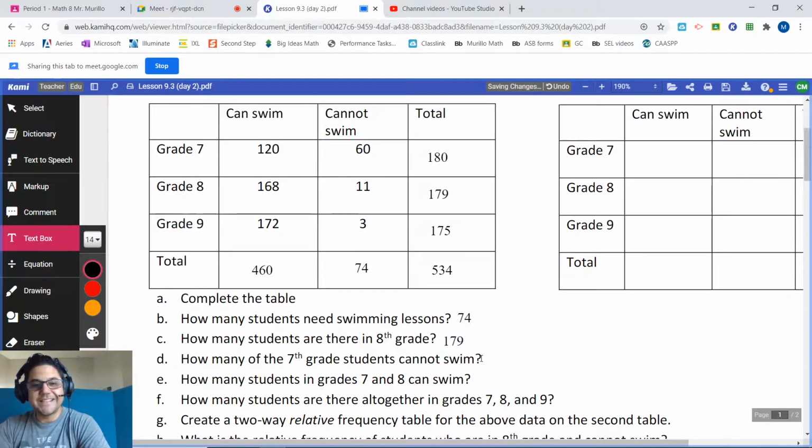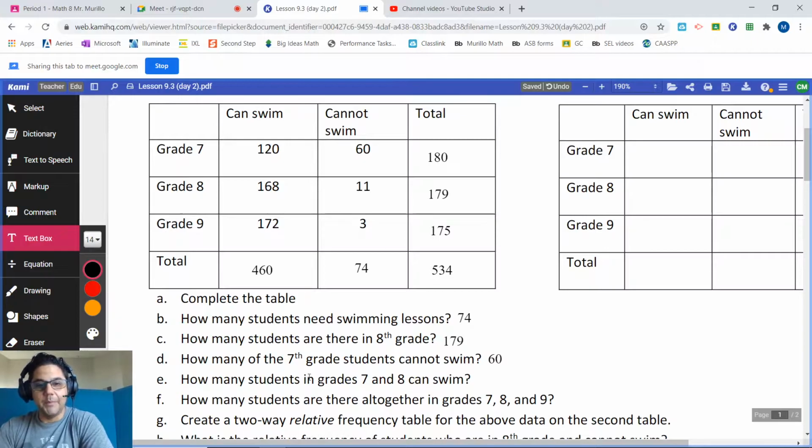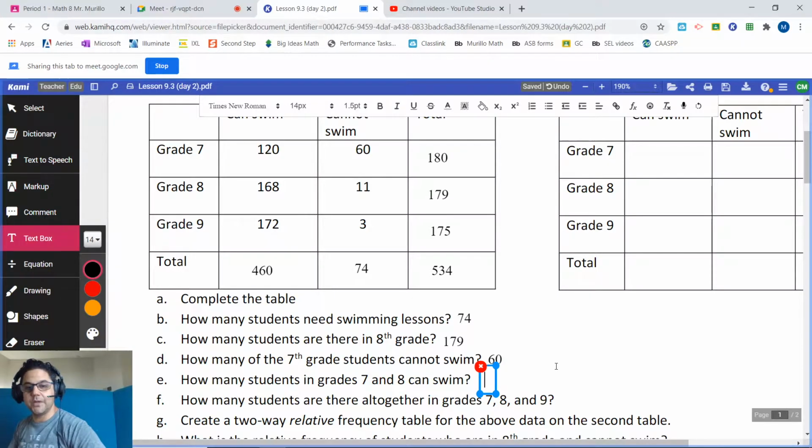How many of the 7th grade students cannot swim? So we got 7th grade, cannot swim. Again, just basic observation here, being able to read your data. Part E, how many students in grade 7 and 8 can swim? Ooh, so this is not the total of can swim. That would just be grade 7 and 8. So what number would I put there? Put it in chat for me real quick, please.